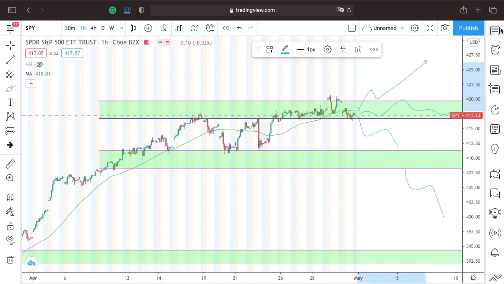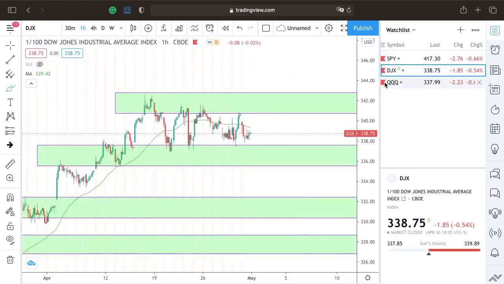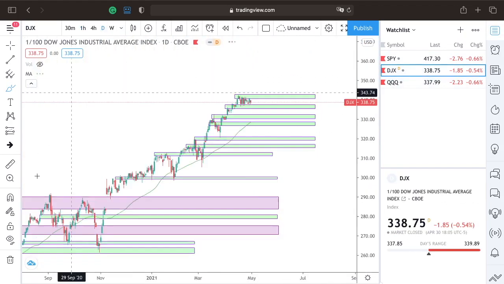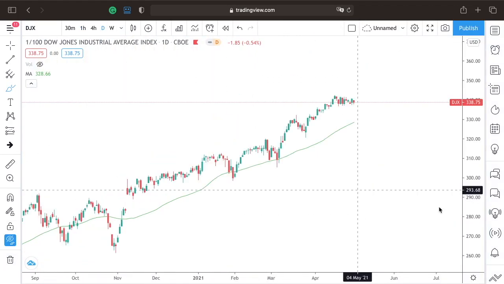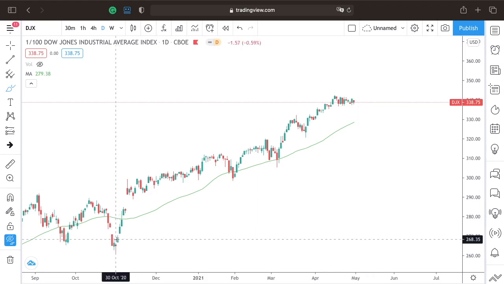The next index that we'll be taking a look at is the Dow Jones. So let's go on to the daily time frame, and then we clear the technicals first. For the Dow Jones, the chart also looks very similar to the S&P 500. The Dow Jones is on a clear uptrend, forming higher lows and higher highs. And we also see the Dow Jones following a wave-like motion.